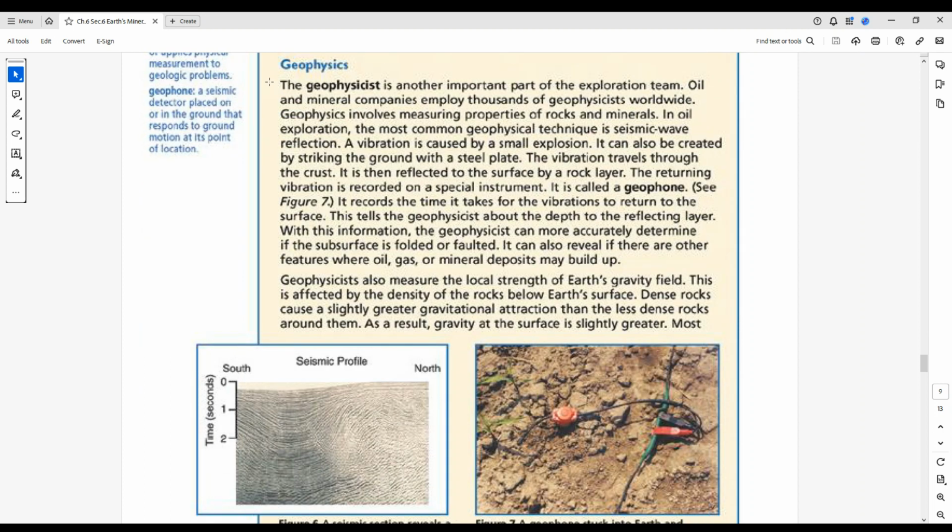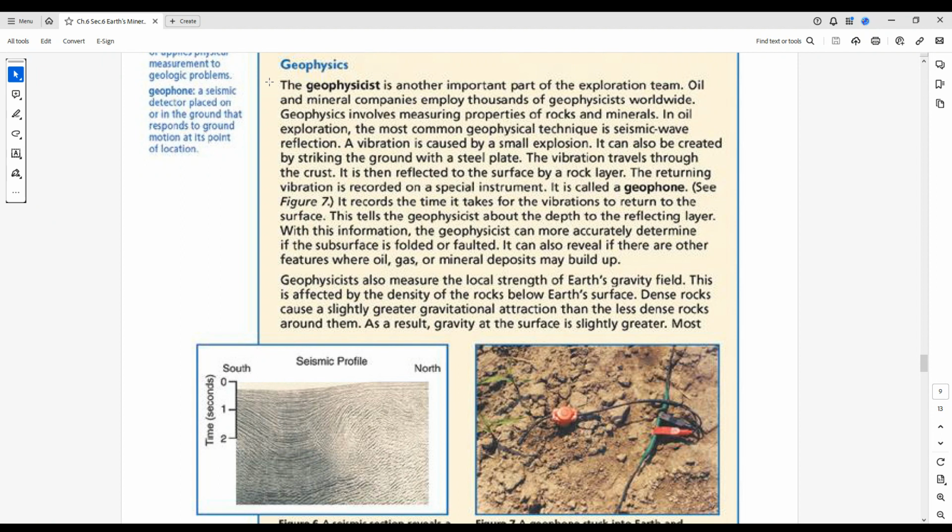Geophysics. The geophysicist is another important part of the exploration team. Oil and mineral companies employ thousands of geophysicists worldwide. Geophysics involves measuring properties of rocks and minerals. In oil exploration, the most common geophysical technique is a seismic wave reflection. A vibration is caused by a small explosion. It can also be created by striking the ground with a steel plate. The vibration travels through the crust.